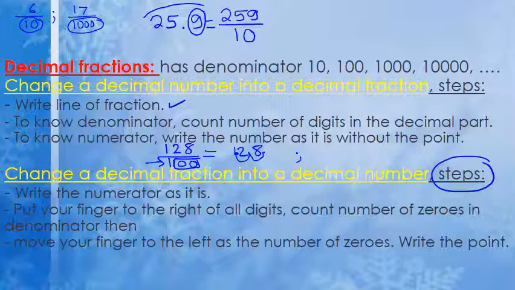For example, if we have 9 over 1000, we should change it to a decimal number. We write the numerator as it is. We put our finger to the right. We move it to the left 3 digits. 1. We don't have any more digits. We should add 2 zeros. So 0.009. This is how we change from a decimal number to a decimal fraction and from a decimal fraction to a decimal number.